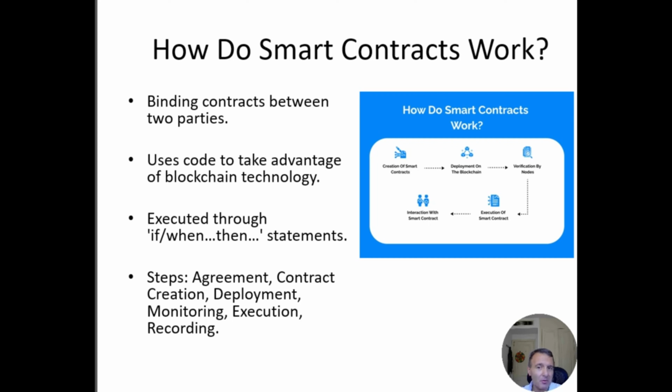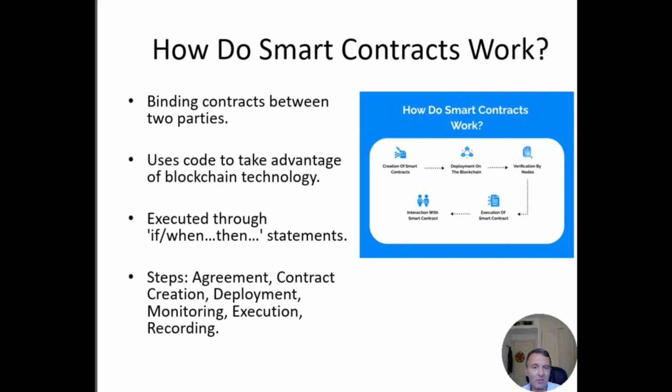Now, here's the actual process. It starts off with an agreement where there are two parties that agree on the terms and conditions. It follows by actually creating the contract, so contract creation. So the contract is at that point actually coded, often with the help of a smart contract provider or developer. It then follows with actually deploying the contract. So it's actually published onto the blockchain, followed by monitoring.